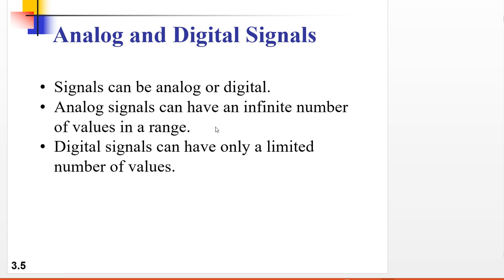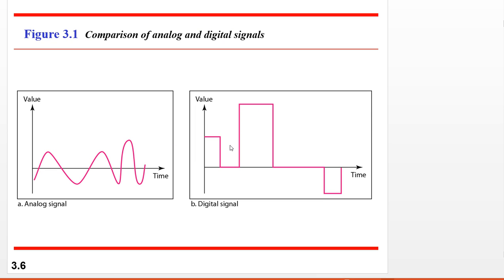So how can you draw a digital signal? That is with a square wave. Square wave means there are vertical lines which show the signal value, high or low, and horizontal lines to show the time. So that is what digital signals are. Digital signals can have only a limited number of values. Fine. Okay, now you can see these are the two signals.